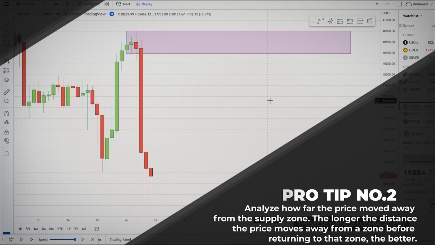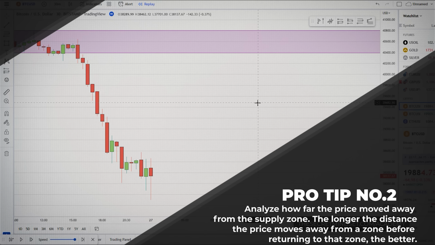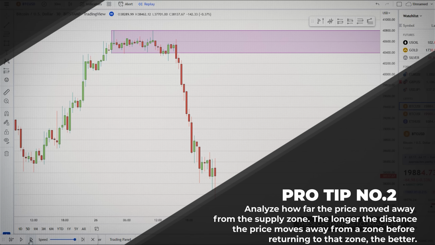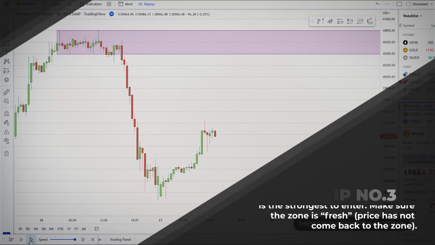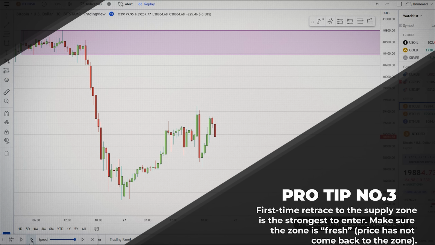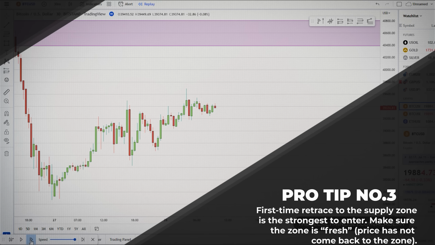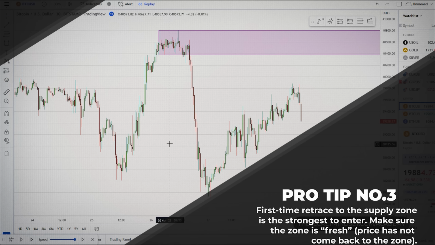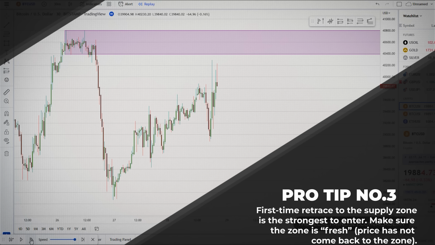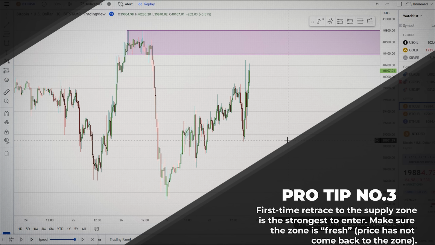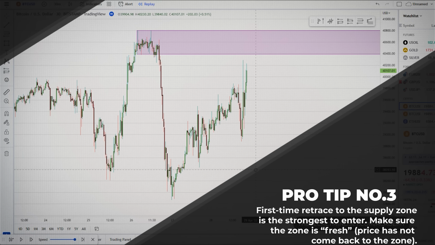You also must analyze how far the price moved away from the supply zone. The longer the distance price moves away from a zone before returning to that zone, the better. First time retrace to the supply zone is the strongest to enter. Always make sure the zone is still fresh, which means that after the initial creation of the zone, price has not come back to it yet. Each time price revisits a supply zone, more and more previously unfilled orders are filled, and the level is weakened.